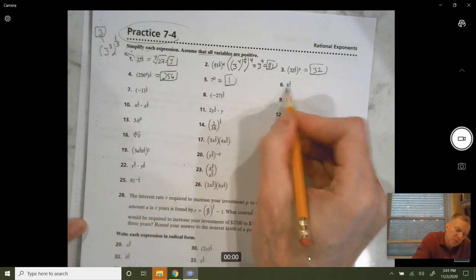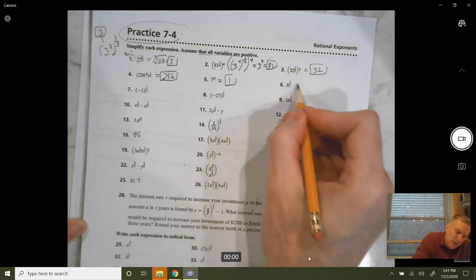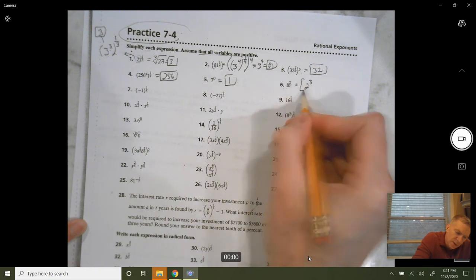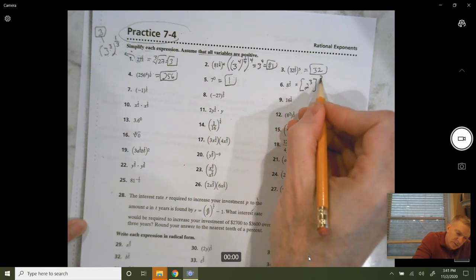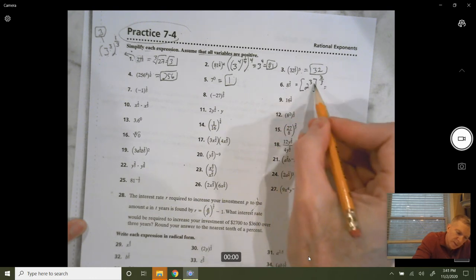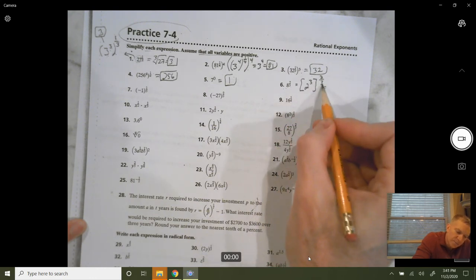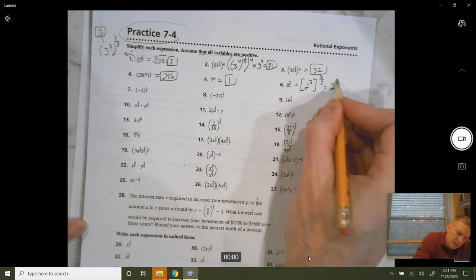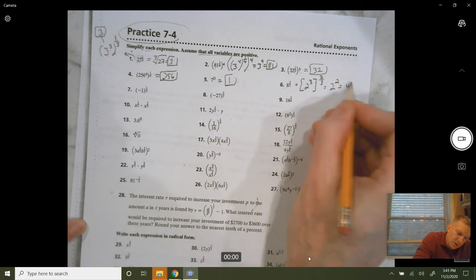Okay, 8 to the 2/3. Now that 8 we can write as 2 to the 3rd. 2 to the 3rd is 8. Raised to the 2/3. Power of a power, multiply the exponents. 3 times 2 over 3. The 3's cancel, you get your base raised to the 2nd, or just 4.